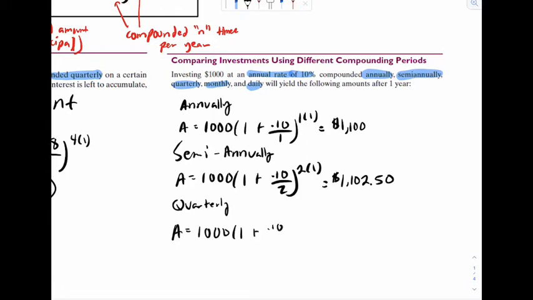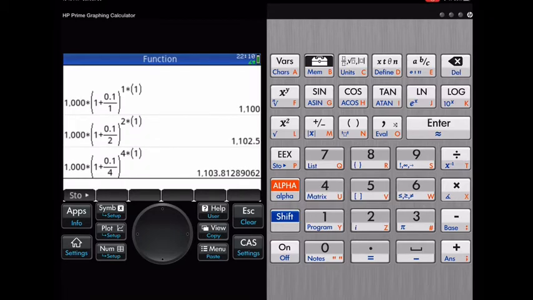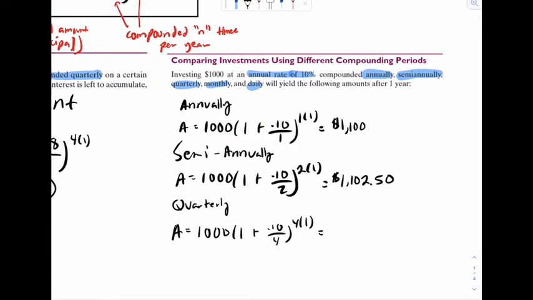$1,001 plus 0.10 over 4, to the 4, times 1. Okay, let's go back to our calculator. Double tap your screen. Change the 2's to a 4. And look at that, you got more money. You got $1,103.81. So you're noticing the more we compound it, we're getting more money. That's really weird, really interesting.